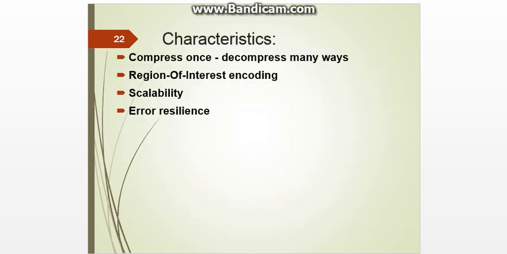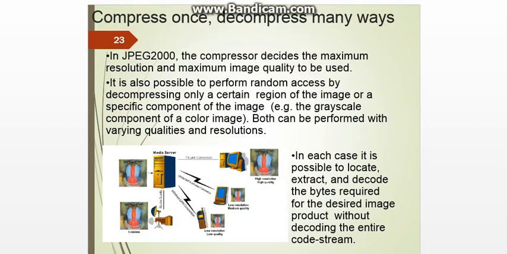Now, these are some characteristics which are given by the JPEG 2000 standard, that is compress once and decompress many ways, the region of interest encoding, scalability, and the error resilience. In case of compress once, decompress many ways, it means in JPEG 2000, the compressor decides the maximum resolution and maximum image quality to be used.